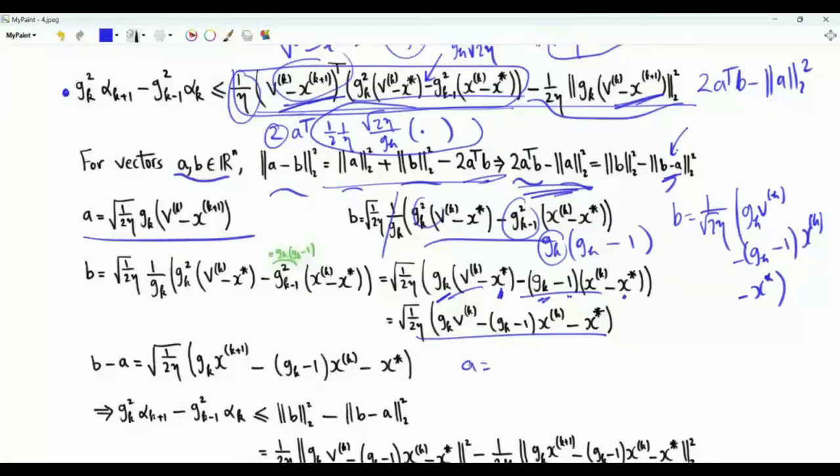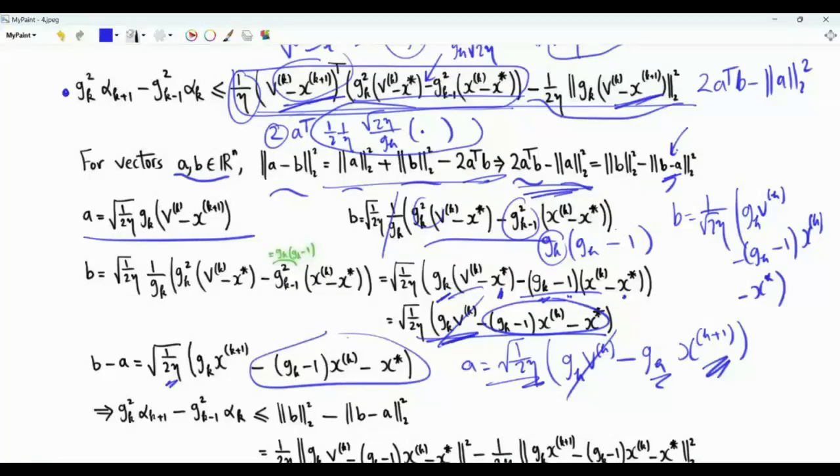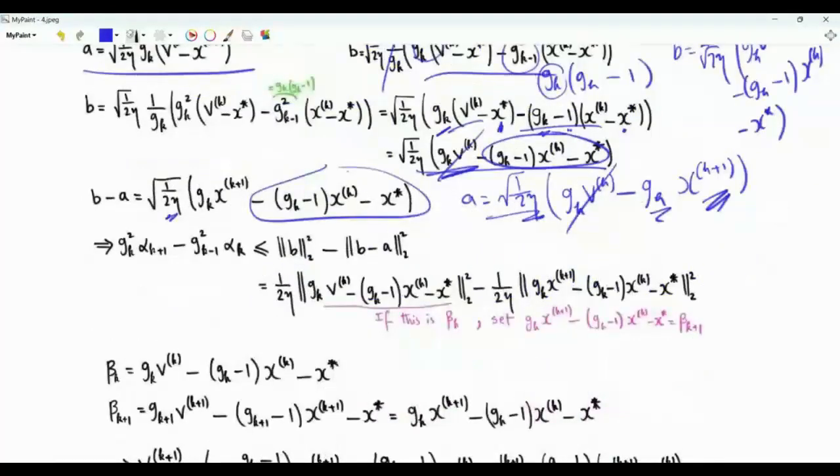Let's rewrite A as 1 over square root 2 eta between brackets vector Vk multiplied by the scalar gk minus vector xk plus 1 multiplied by the scalar gk. If we subtract this from this expression, these terms go away. We have 1 over square root 2 eta gk xk plus 1, then this part here. As an upper bound, we can use the L2 norm squared of vector B minus the L2 norm squared of vector B minus A. We also have the difference between two quantities.